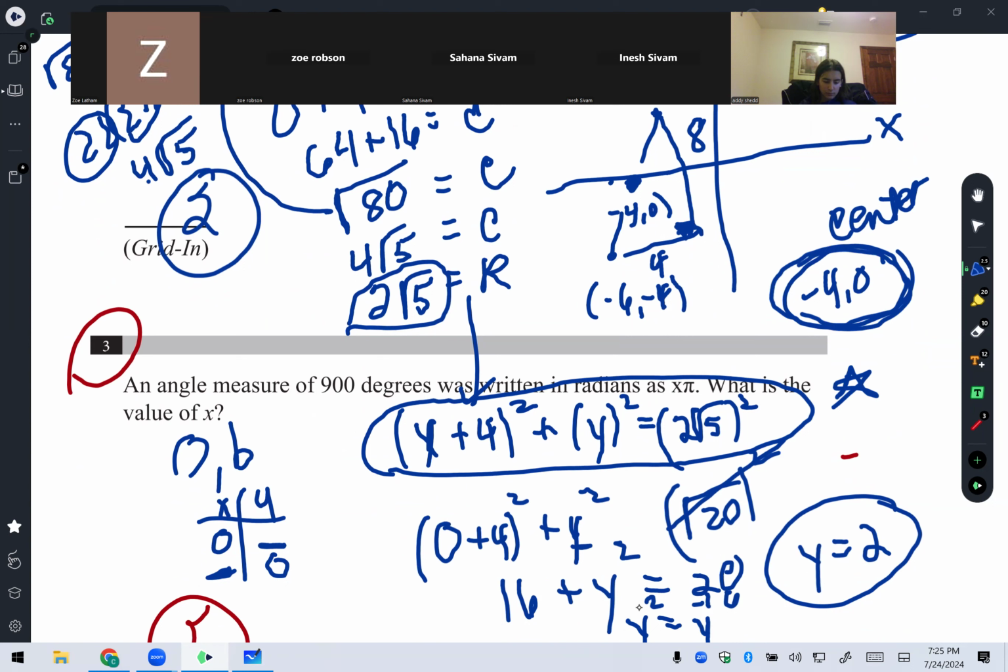I know, this is rough. So this would be x plus 4 whole quantity squared plus y squared, because it's just 0. And then the radius was 2 square root of 5, squared. Lots of chance for error here. And so I put in the 4, x is 0. We're trying to get 0b. We're trying to get the y-intercept of this circle. So then I'd subtract the 16. Y squared is 4, so y would be 2.